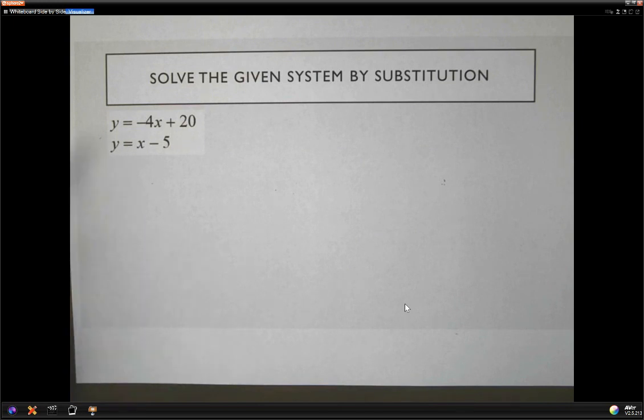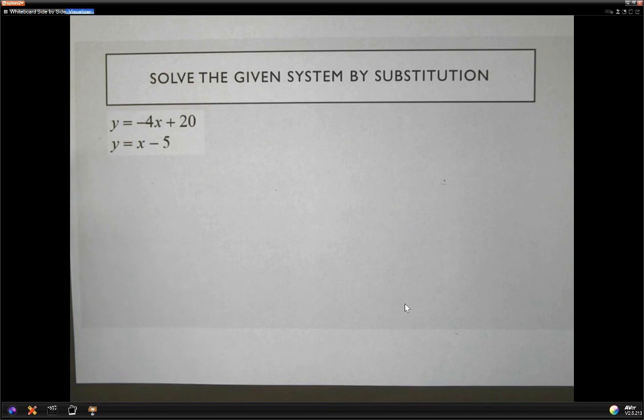I noticed that both of them are solved for y. Being that one of the equations is solved for something, we can take that and plug it into the other equation. That's what it means to substitute. Normally when solving by substitution, the goal is to get at least one of the equations solved for either the x or the y. It really doesn't matter, but whatever's easiest.